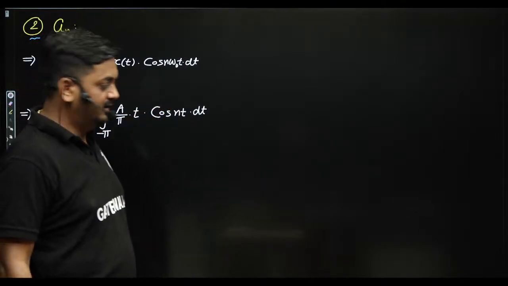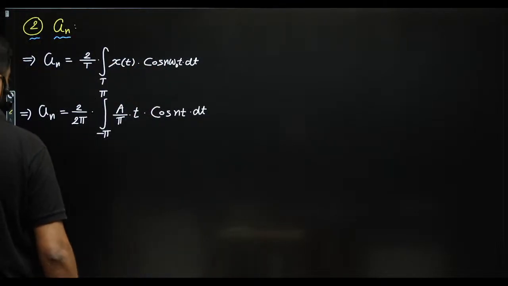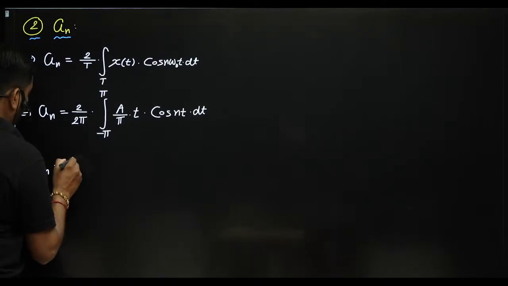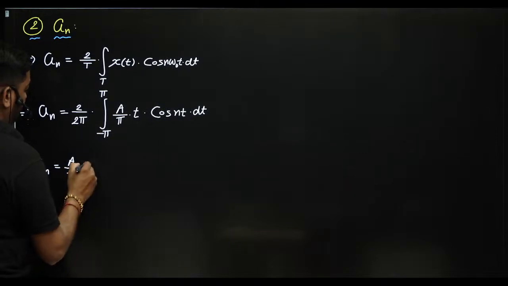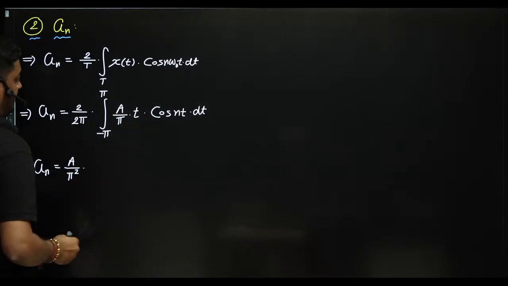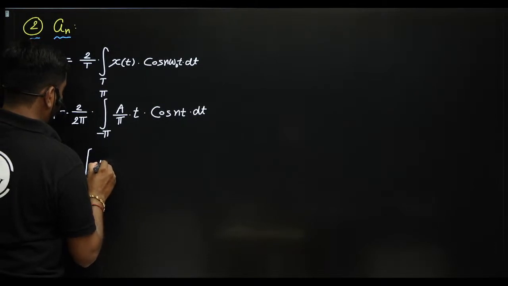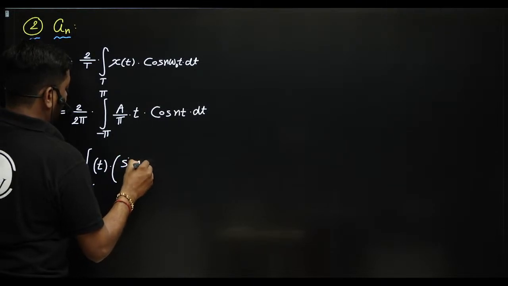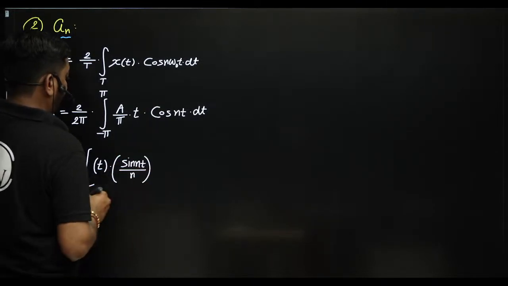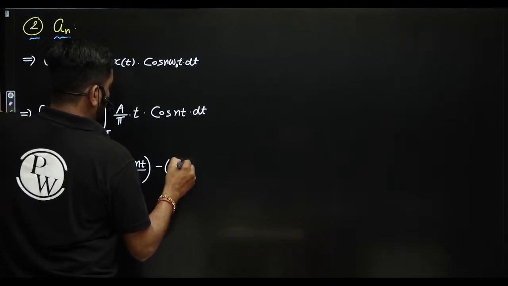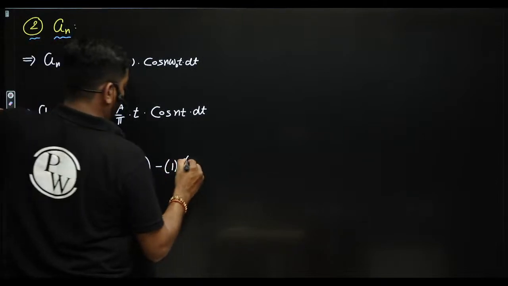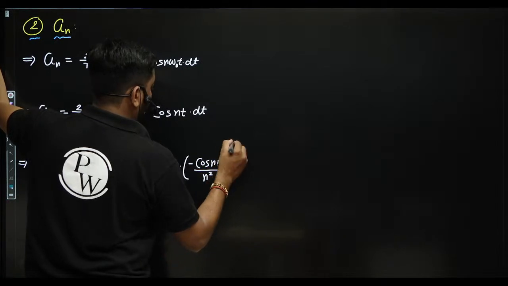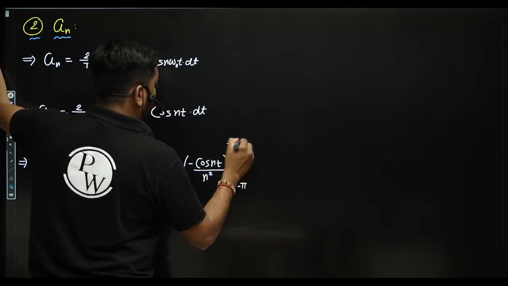So from minus pi to pi, A by pi into t cos nt dt. Fine, clear? Now you have to do integration by parts. So this pi gets cancelled out. A is a constant, pi is also constant, so it is nothing but A by pi square, and here the integration of t into cos nt. So the first term is fixed. Integration of cos nt is nothing but sin nt divided by n, correct? Minus differentiation of the first term, integration of this one, guys, that is minus cos nt divided by n into n, that is n square, and the limit is from minus pi to pi.